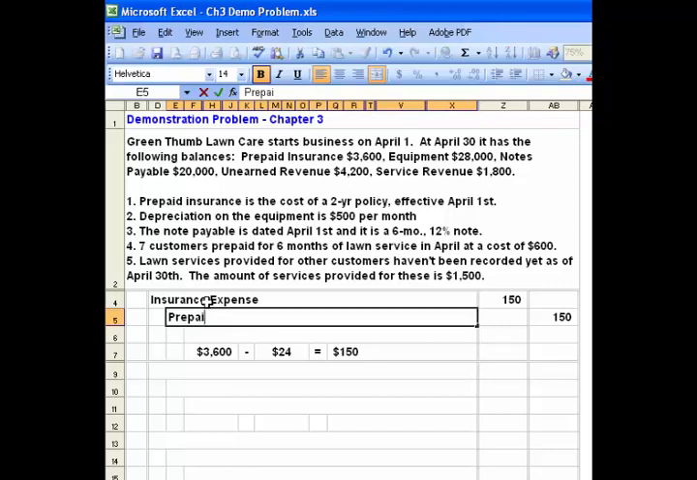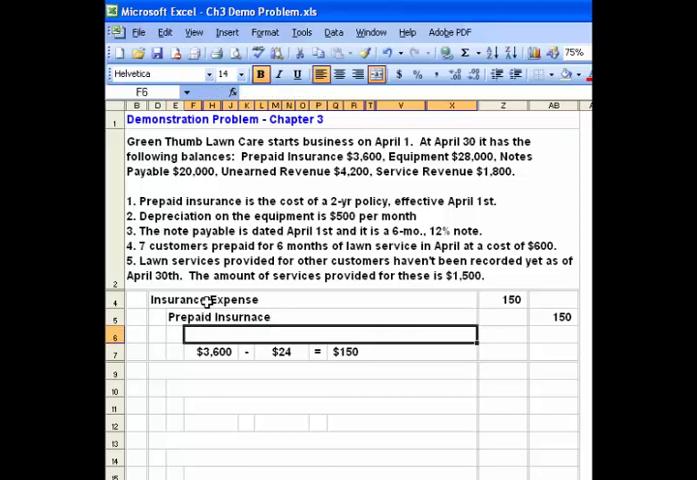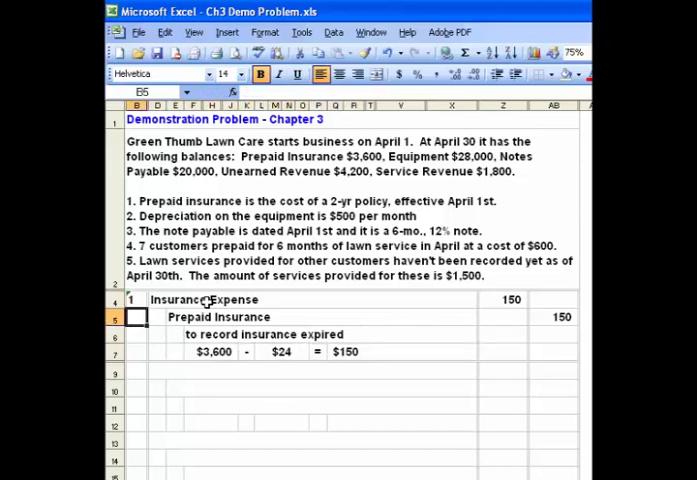And it would be the prepaid insurance account, if I can spell it correctly. And then usually, in proper format, you would state what it was for. And I will say to record insurance expired. And that takes care of entry 1. Now normally you put the date here. I'm simply going to put entry 1 there. Why don't we do entry 2 now?